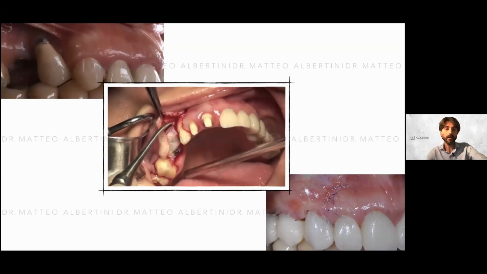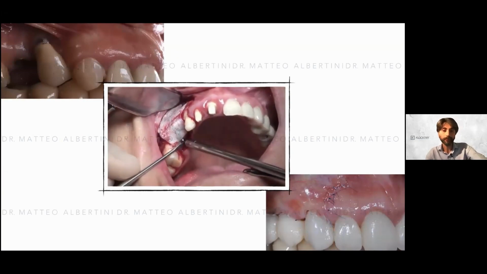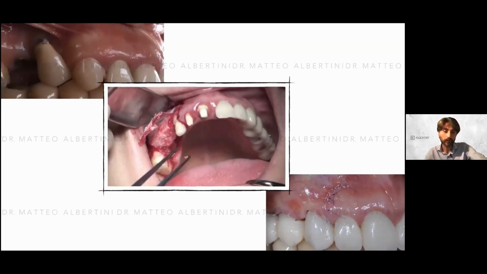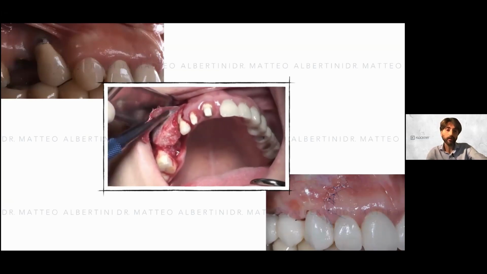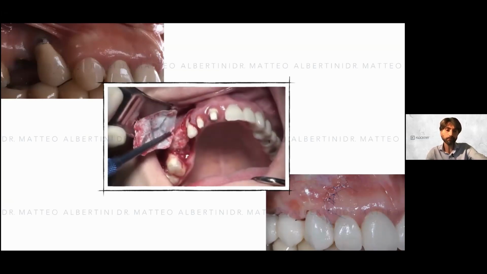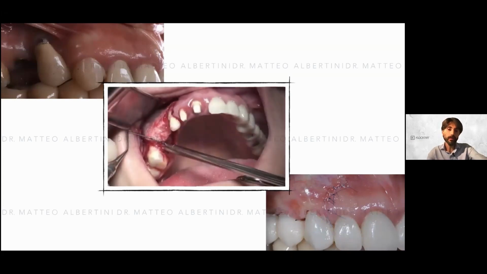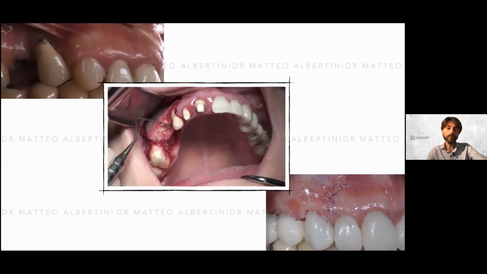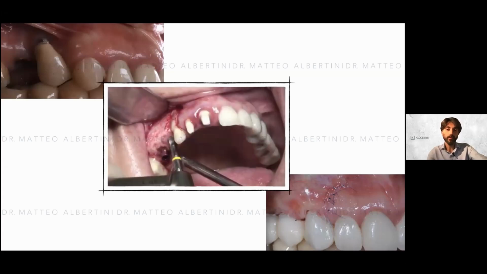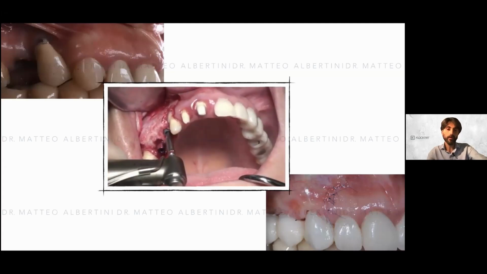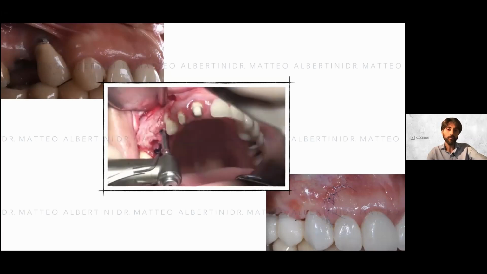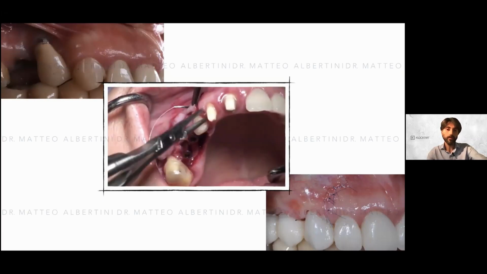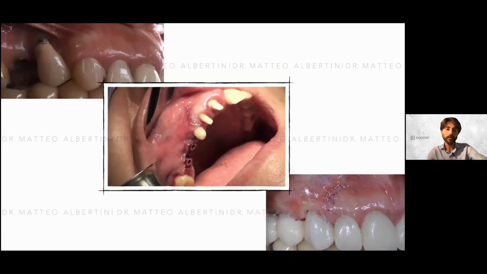Here we can see when we are removing the non-resorbable membrane, and now we have the bone availability to put the implants in the correct three-dimensional position. 2 implants in the 2 premolars. And then we have to manage the soft tissues.